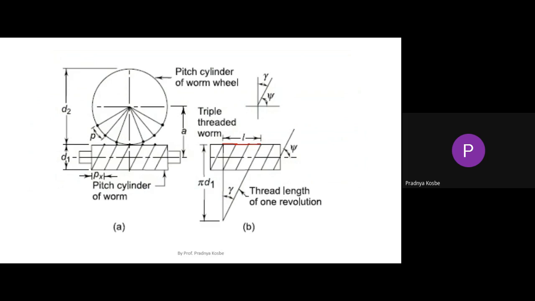When I unfold this rotation, the circular distance traveled within one rotation by the worm will be equal to pi dn. That is equal to the circumference, and L is the axial distance traveled, and this angle is gamma, and this is the thread length of one revolution, that is the hypotenuse.